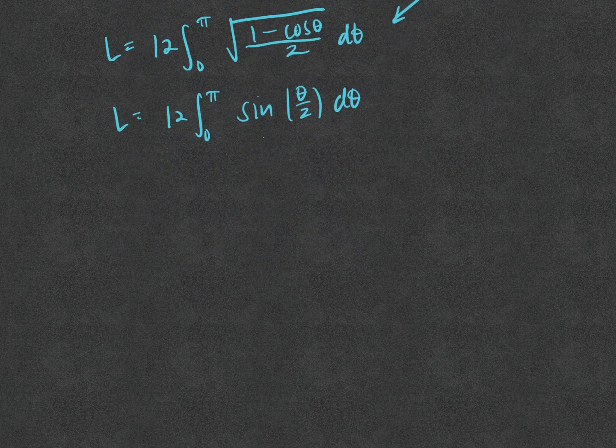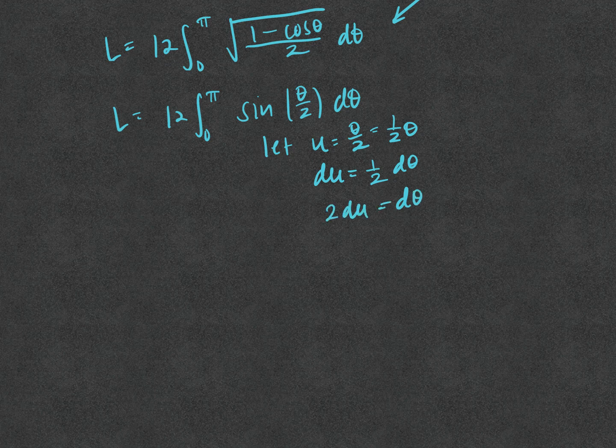Okay, so now let u equal theta over 2. We're going to do some nice pretty calculus. So this is the same thing as 1/2 theta. The derivative of that is 1/2 d theta. So d theta is 2 du. So we've got 12, the integral from 0 to pi, sine of u times 2 du. So we got 12 times 2. Let's go ahead and put that there and say 24.